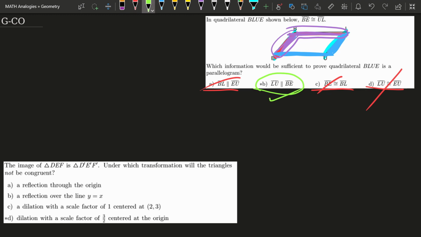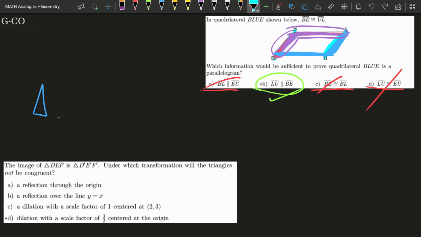Now, the second problem is very simple. We have a triangle that when we do stuff to it, it turns into some kind of other triangle. However, we wonder what ways we can affect it. So what ways can we affect it where we won't get something congruent?